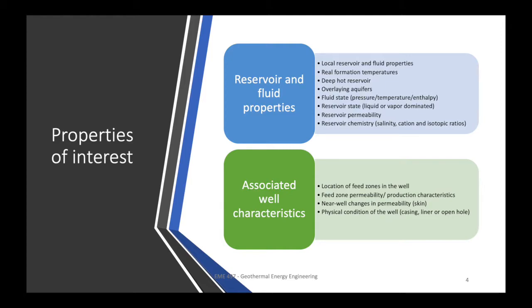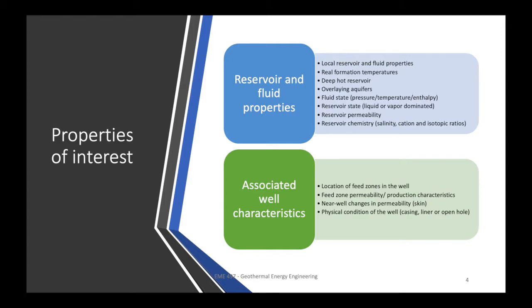For reservoir and fluid properties, the information that is pertinent is local reservoir and fluid properties, real formation temperatures, deep-hole reservoir, overlying aquifers, fluid state, meaning pressure, temperature, and enthalpy information, reservoir state, either liquid or vapor dominated, reservoir permeability, and reservoir chemistry relating to salinity, cation, and isotopic ratios.